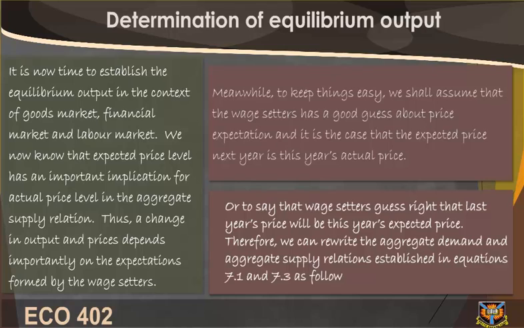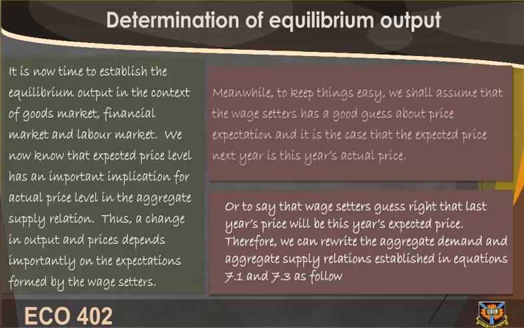It is now time to establish the equilibrium output in the context of goods market, financial market, and labor market. We now know that expected price level has an important implication for actual price level in the aggregate supply relation. Thus, a change in output and prices depends importantly on the expectations formed by the wage setters. Meanwhile, to keep things easy, we shall assume that the wage setters have a good guess about price expectation, and it is the case that the expected price next year is this year's actual price. Or to say that wage setters guess right that last year's price will be this year's expected price.